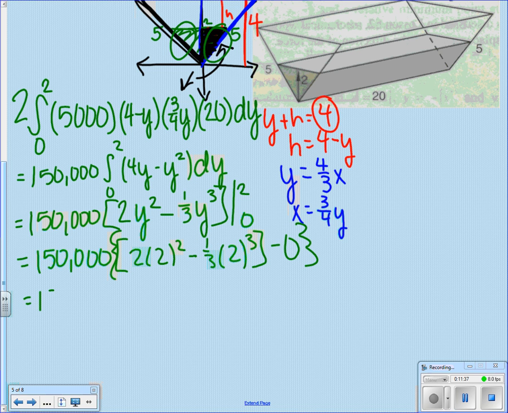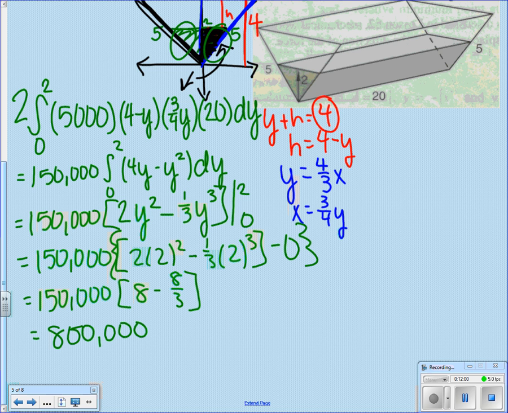So we get 150,000, and then 8 minus 8/3. So 8 minus 8/3 is going to be 16/3. And so if you multiply that by your 150,000, you end up getting 800,000. And again, your units is joules because you were dealing with fluid force. I mean, not just fluid force, you were dealing with pumping it out. You were dealing with work.